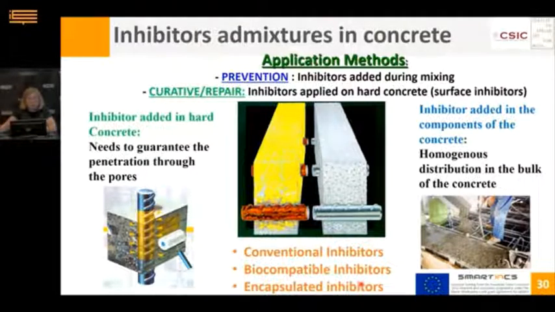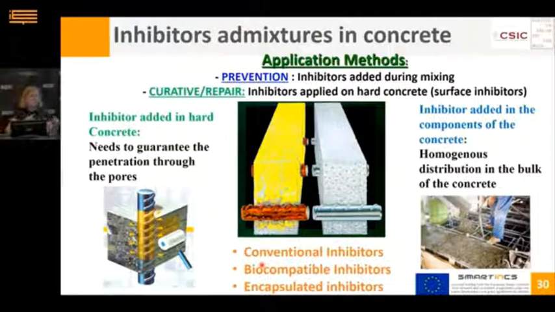The conventional inhibitors, at the same time, we can classify according to the way they modify the passive layer. For instance, if an inhibitor modifies the anodic reaction, it can modify this passive film. If it modifies the cathodic reaction, it can also modify this passive film. This is the case with nitrites that are anodic inhibitors, or phosphates that are more cathodic inhibitors. Another type of conventional inhibitors are the organic ones, like amines or amino alcohols. Why did these inhibitors appear?